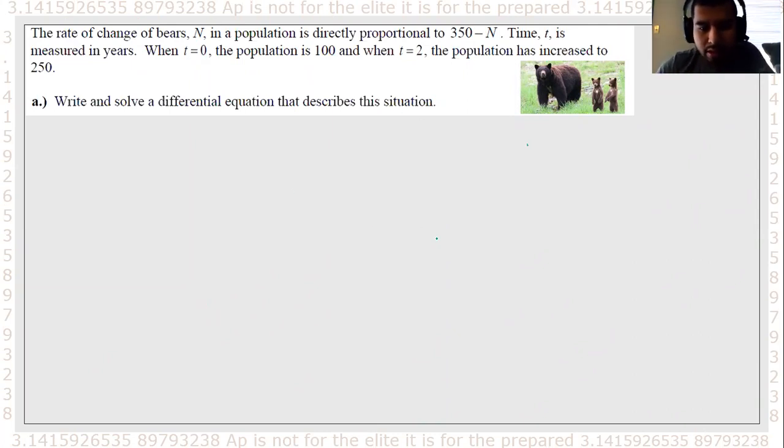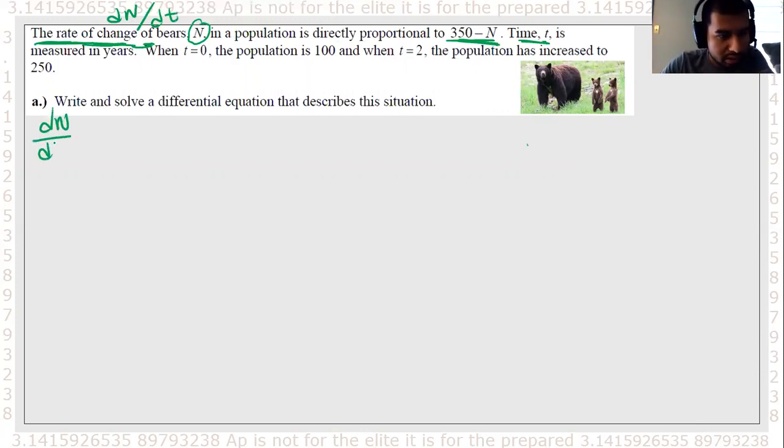Okay, sorry about that. Alrighty, the next one. This one's not specifically rate of change, but it is still a model. It says the rate of change of the bear population, dn over dt, with respect to time, is directly proportional to 350 minus n.